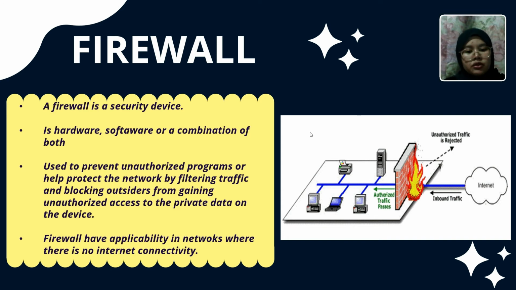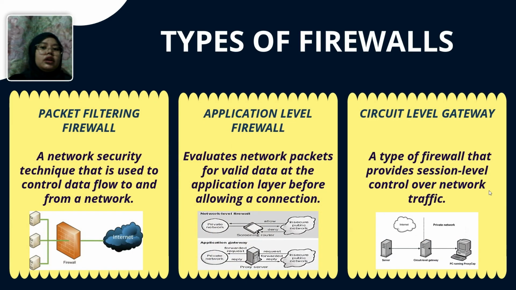Okay, back to our example. The firewall, we can consider it as the main gate of the house, which means it will allow only people who get permission from the house owner to enter the house. So it will prevent any uninvited people or guests from entering the house. There are three types of firewalls, which are packet filtering firewall, application level firewall, and circuit level gateway.